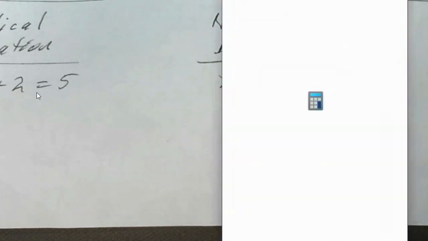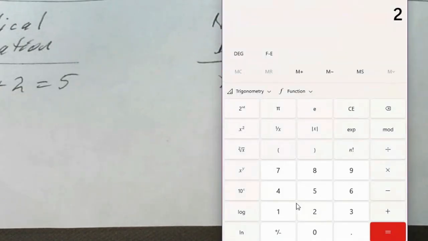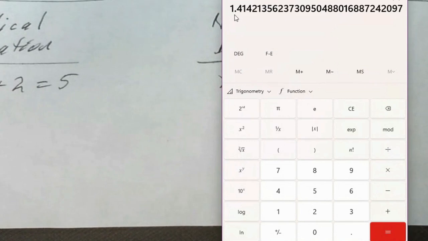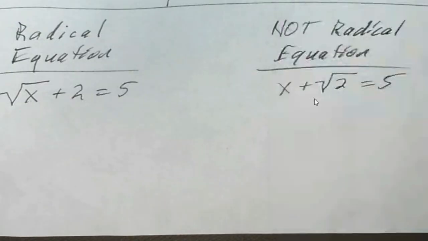We can pull up our calculator and say 2 square root. That's what it is: 1.41421356. That's the square root of 2. So this is just saying x plus 1.41, etc., equals 5, and we would just subtract that, and that's what x equals. This has the variable under the radical. If the variable is under the radical, this is a radical equation.